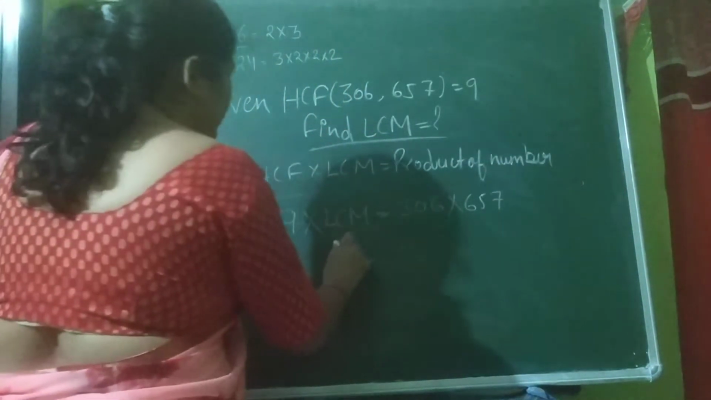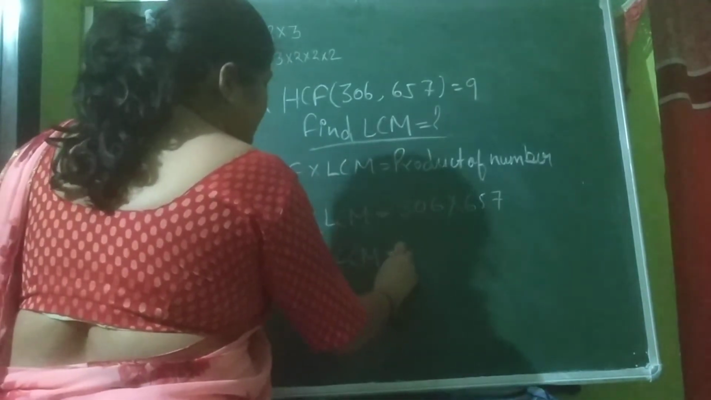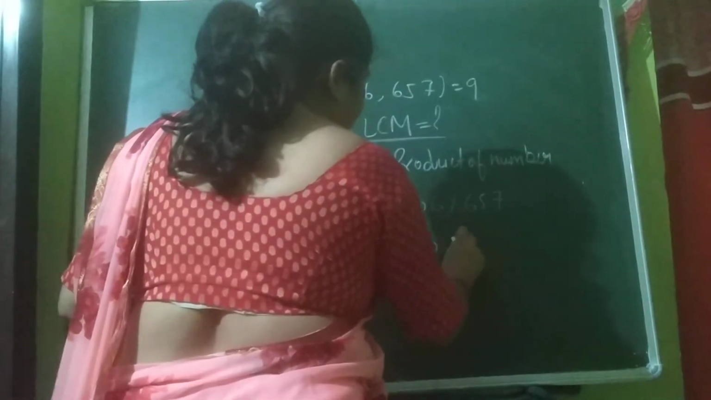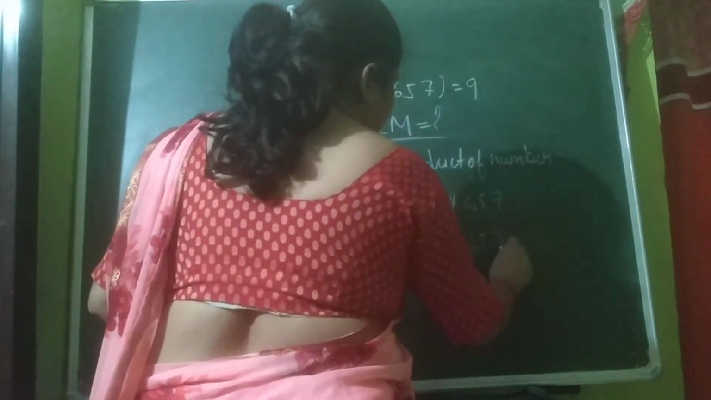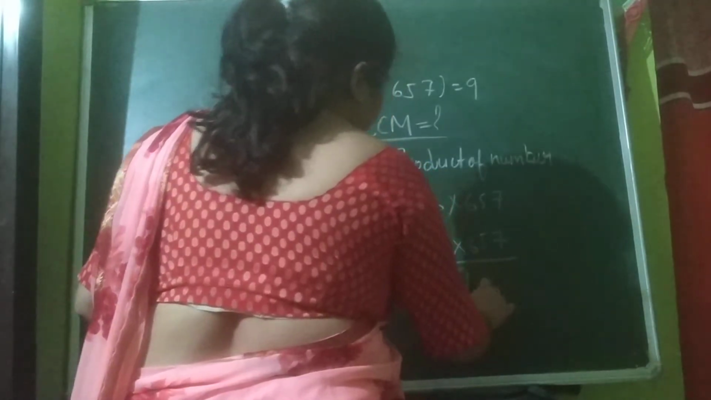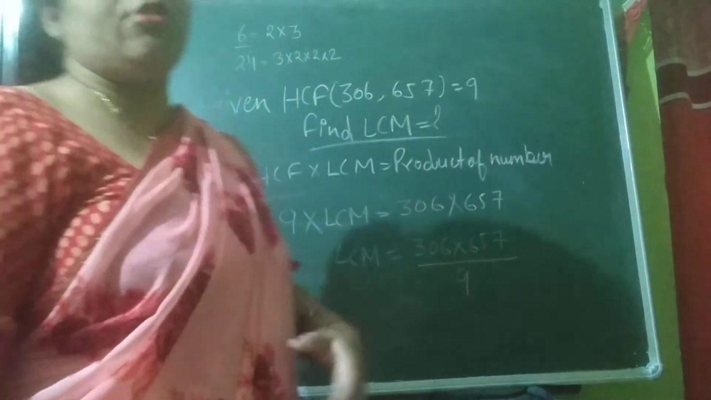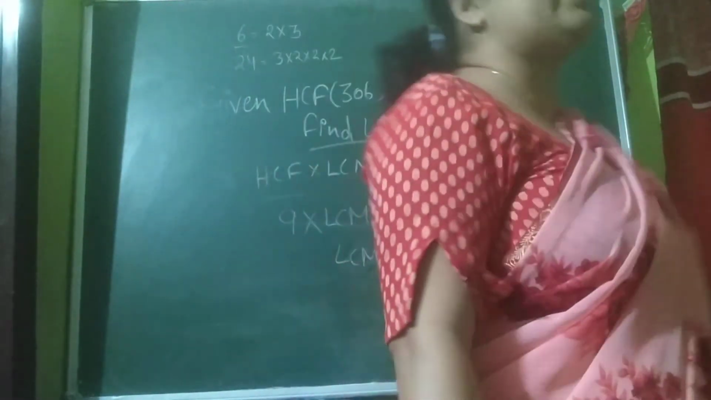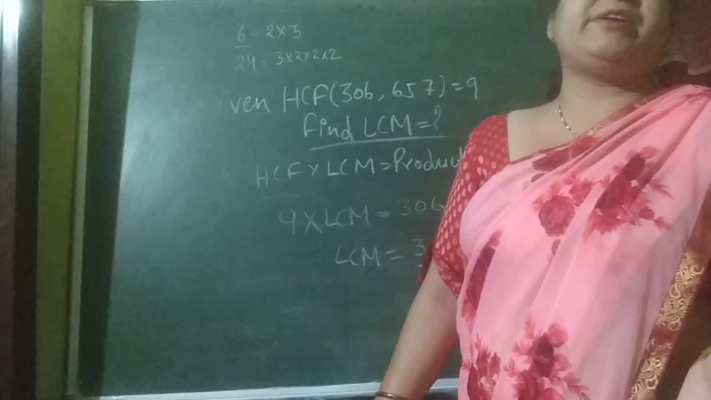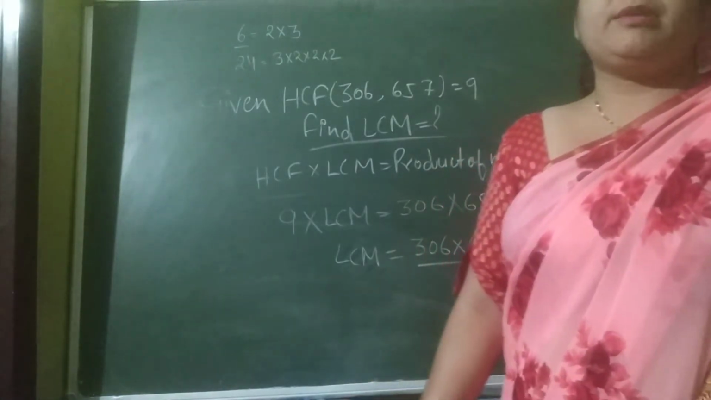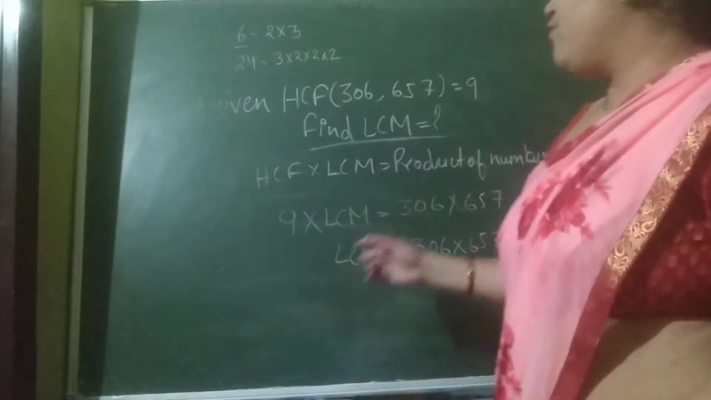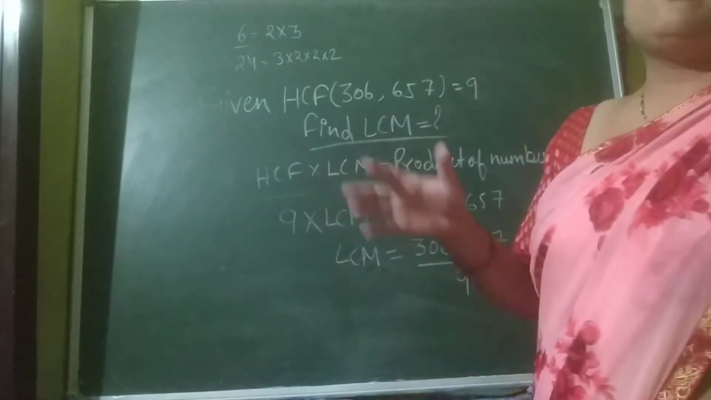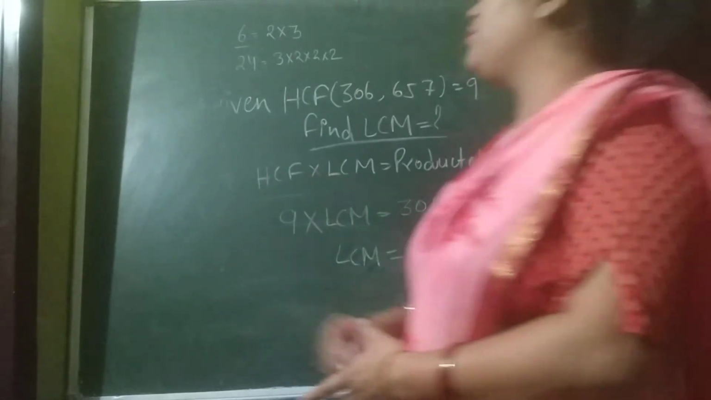Now they are asking for that LCM. 9 is in multiplication; when it comes to the other side, it becomes divide. So 306 into 657 is divided by 9. Now you can calculate it yourself also. First you can multiply 306 into 657 and then divide by 9, or you can divide by 9 first and after that multiply. It depends on you. If LCM is given and they are asking for the HCF, you will follow the same procedure. Okay, that is question number 4.